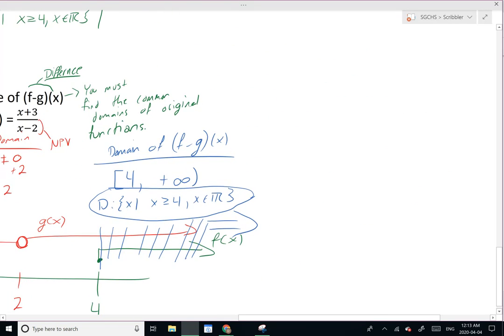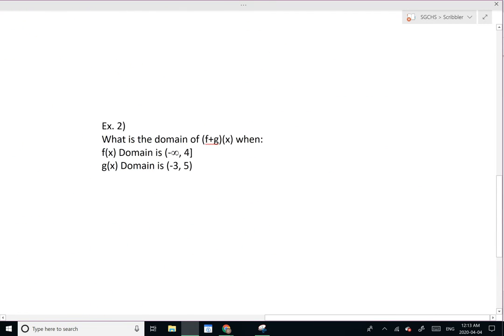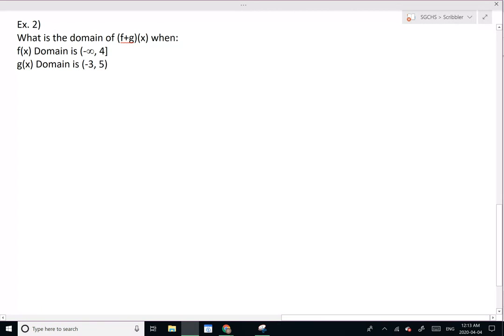Let's do a quick other example here. Okay, and let's go to example 2. Now, what is the domain of f plus g of x when f of x's domain is negative infinity to 4, and g of x is negative 3 to 5? Now, again, must find common domains. In this case, we don't know what these functions are. We don't know what type of function f of x is, and we don't know what type of function g of x is, but we do have their domains already.